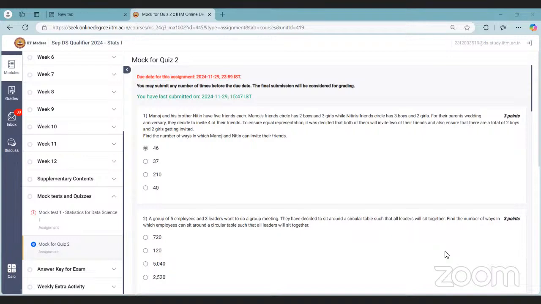Okay, so we will start with the mock session today. I assume that you all have tried it. Okay, so let's start with the very first question.